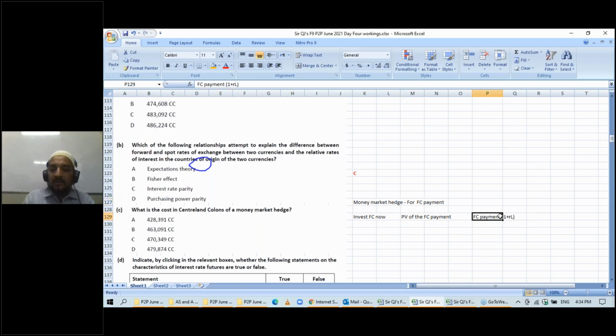Now the transaction occurs in 3 months' time, so you have to convert the rate per annum to the 3 months rate. So let me convert the rate first.